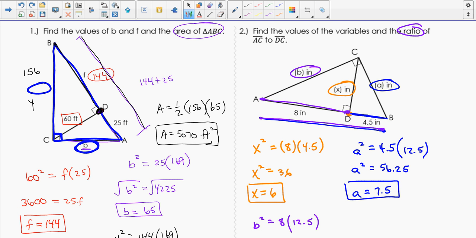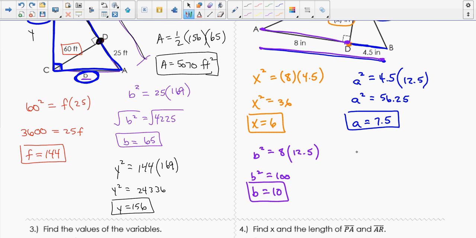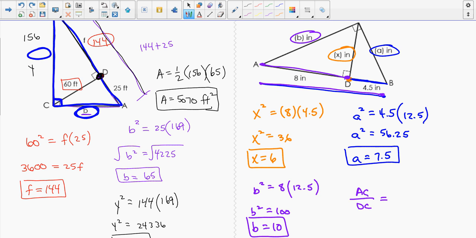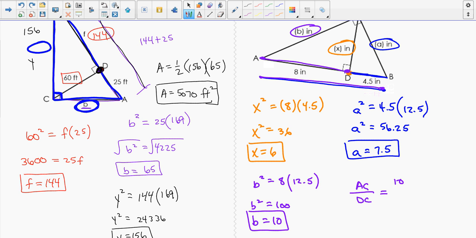I want to find the ratio of segment AC to segment DC. So ratio is just a fraction, but it has to be in the order that you state it, and it's always numerator over denominator. So AC to DC. So I'm doing AC compared to DC, which equals the length of AC was B, which is 10, compared to DC, which was X, so 6, and then I just need to simplify it and make it 5 to 3. I just want to leave it as a simplified fraction. So the ratio of AC to DC is 5 to 3, or 5/3. Okay?